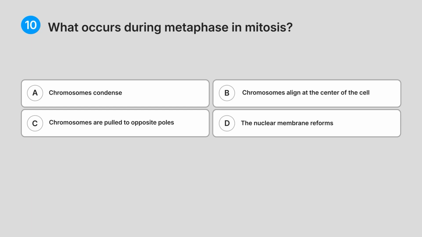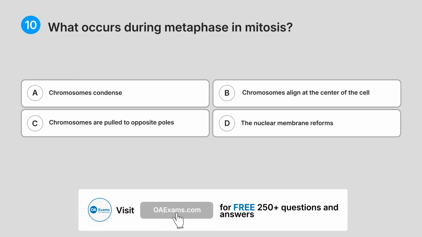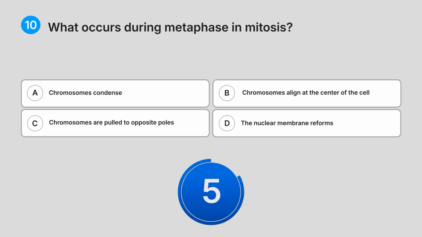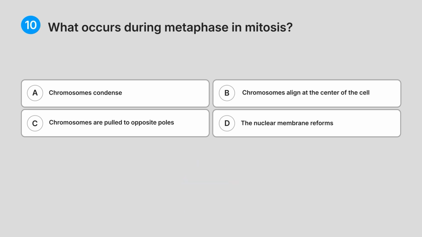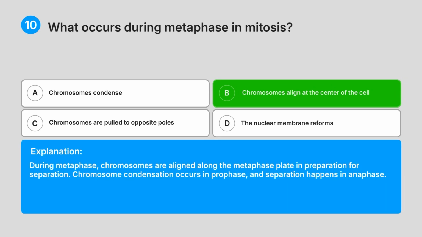10. What occurs during metaphase in mitosis? A. Chromosomes condense. B. Chromosomes align at the center of the cell. C. Chromosomes are pulled to opposite poles. D. The nuclear membrane reforms. Do you know the answer? Correct answer: B. Chromosomes align at the center of the cell. Explanation: during metaphase, chromosomes are aligned along the metaphase plate in preparation for separation. Chromosome condensation occurs in prophase, and separation happens in anaphase.